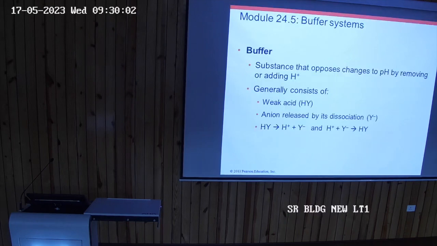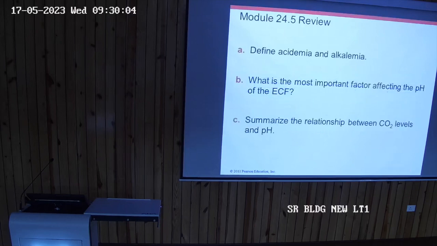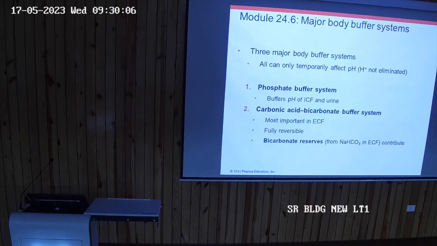Okay, substances, what are buffers? The three major buffer systems can temporarily affect pH. That is, hydrogen ion is not eliminated or removed. Phosphate buffer system buffers pH of ICF and urine. Carbonic acid bicarbonate buffer system, most important in ECF. Okay, fully reversible and it can reverse itself.